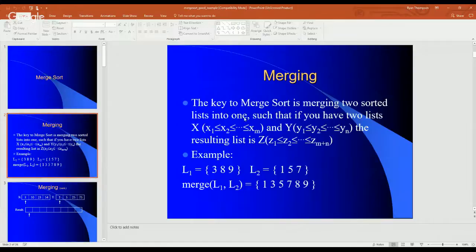As stated here, the key to merge sort is merging two sorted arrays into one, such that you have two lists. The resulting list is the combination of the two in this specific order. This is a non-trivial condition: each array must already be sorted.